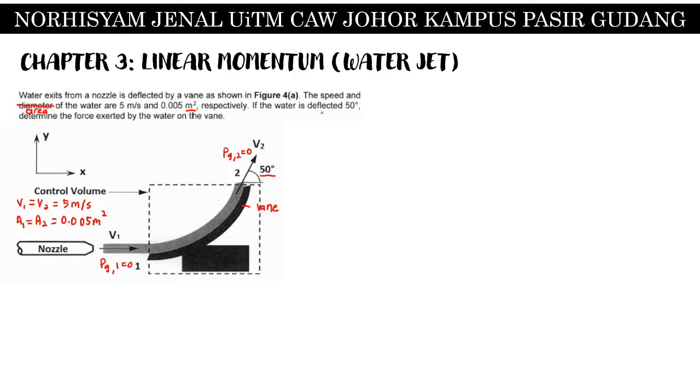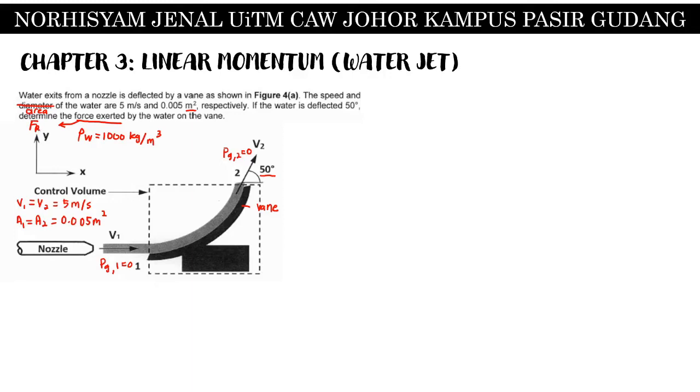the vane. For this question, we have water coming out from the nozzle. We already know the velocity for point 1 and point 2. The area is also given, and the liquid is water, so the density of water should be 1000 kilogram per meter cube. The question asks what is the force exerted, so we have to find Fr.